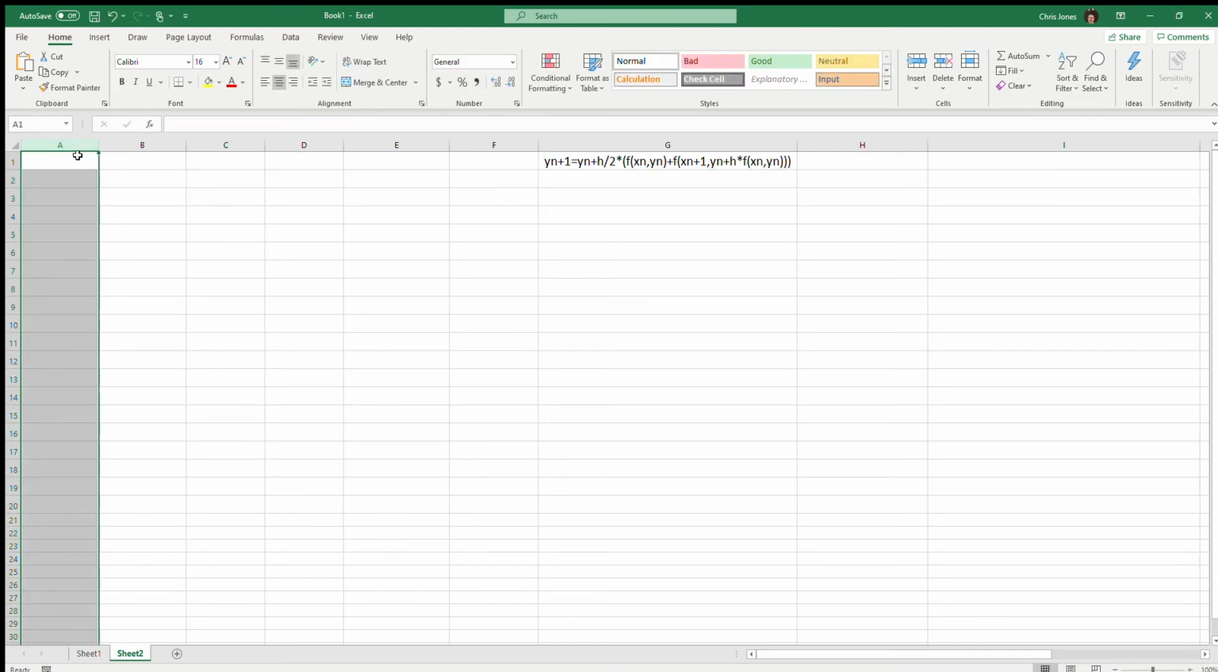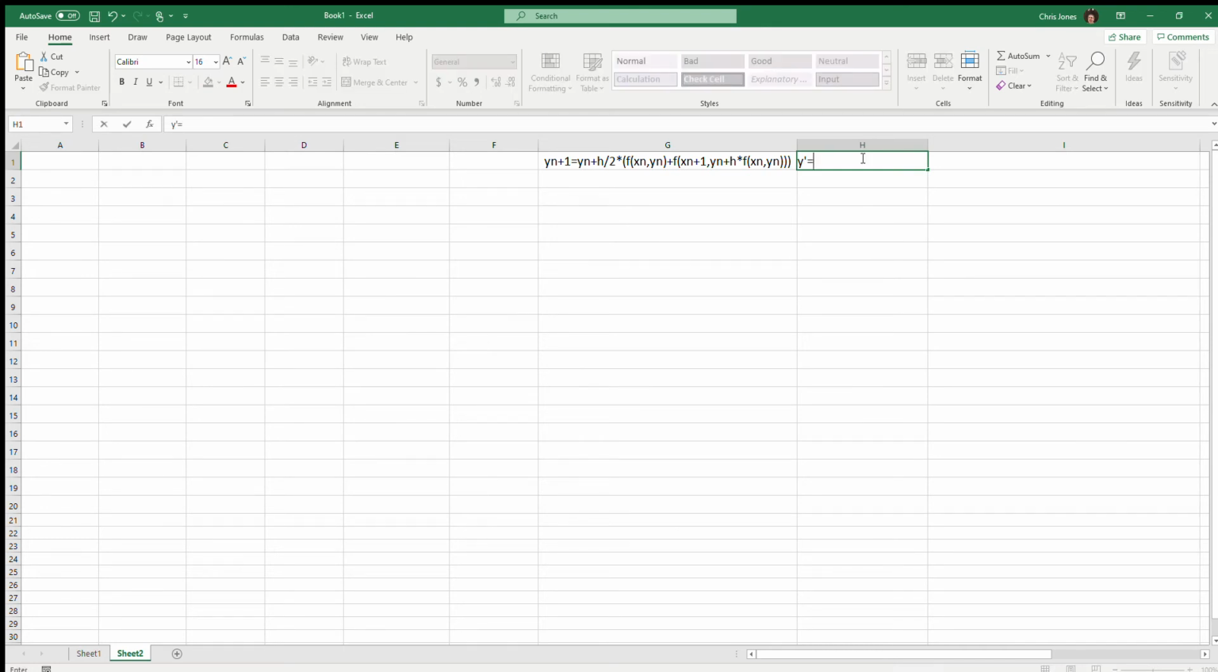So we need a number of iterations, and you might recall that the differential equation was y prime equals 4x minus 2y. And the initial condition was that y at 0 was equal to 2, and we are looking for y at 0.5. And we're also given that the step size that we're asked to use is 0.1. So let's start out with a number of iterations, n.